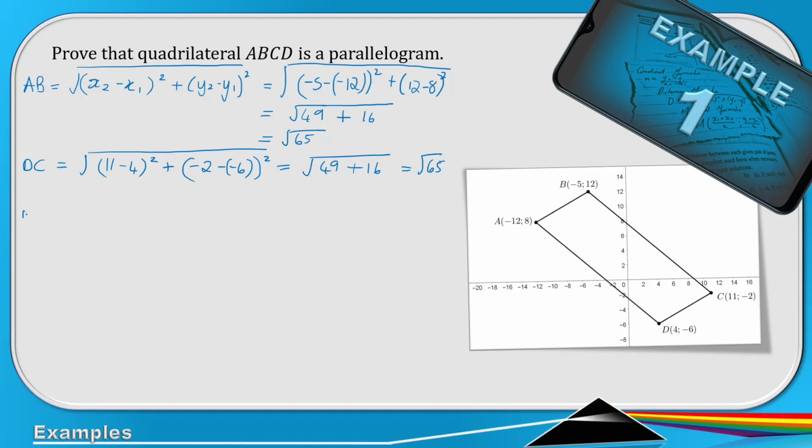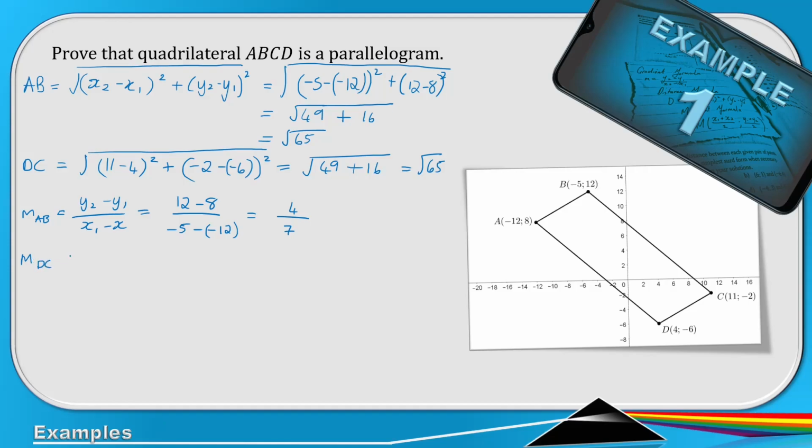So the gradient of AB, and the gradient formula is the change of y over the change of x. Okay, and then we substitute that in. So the gradient of AB is 12 minus 8, the top, over minus 5 minus negative 12. And then simplify. So this is 4. And this is negative 5 plus 12. So that becomes 7. So 4 over 7.